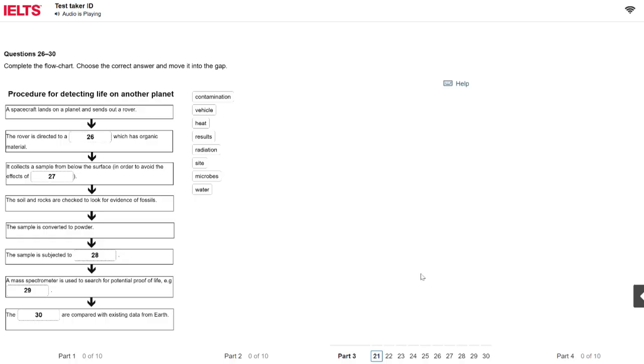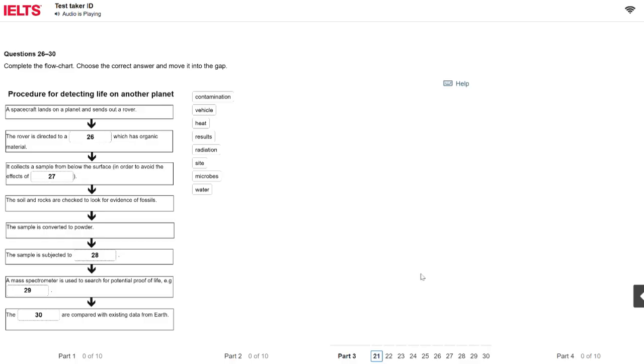So we've talked about how we find evidence of past life on Earth, and in the second part of our presentation, we want to demonstrate in a practical way how to find out if there has ever been life on other planets in the solar system. Yes, and I thought we could present the information in the form of a flowchart. Great idea. So, the procedure begins by sending a spacecraft to land on the planet. Right. Then a vehicle, called a rover, is sent out from the spacecraft. This is a small machine which travels over the planet.